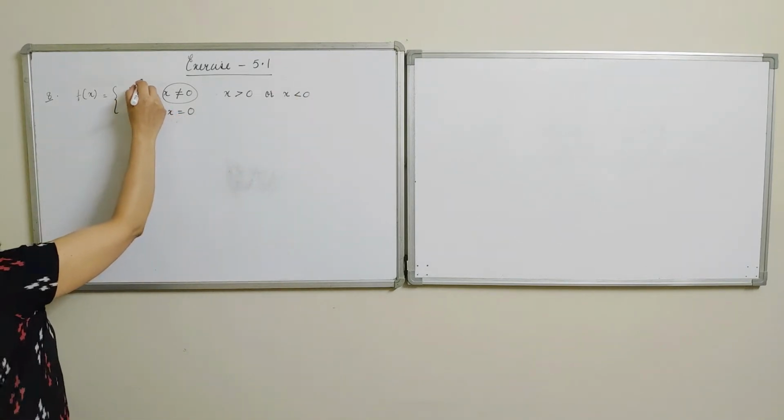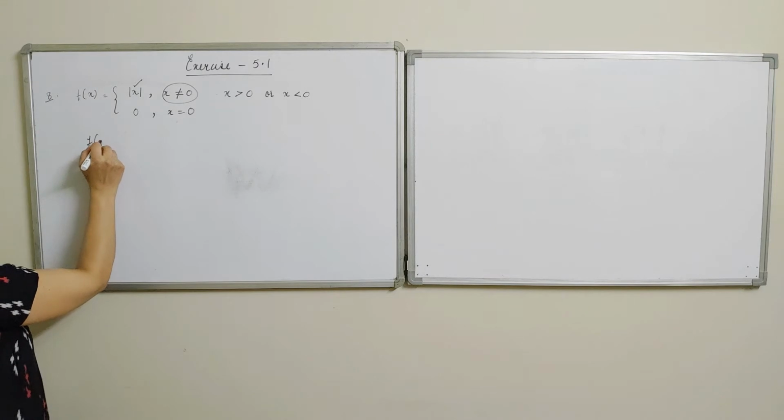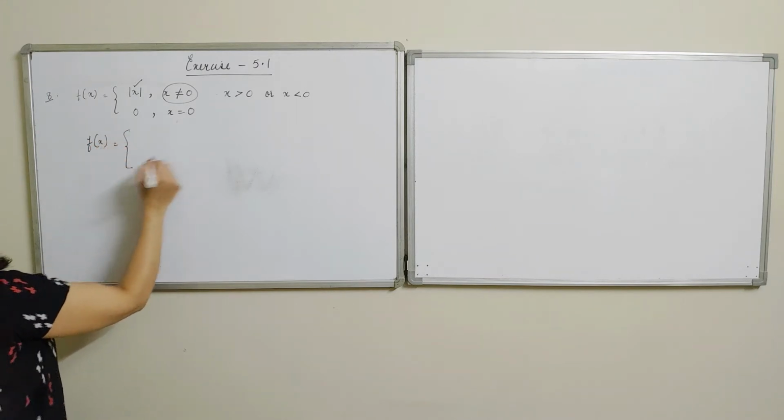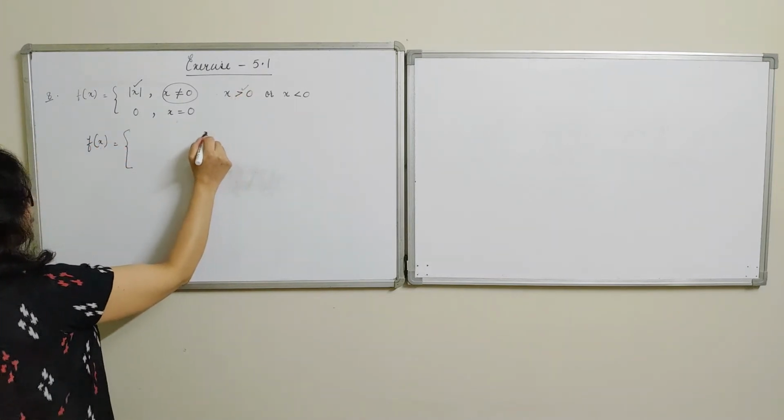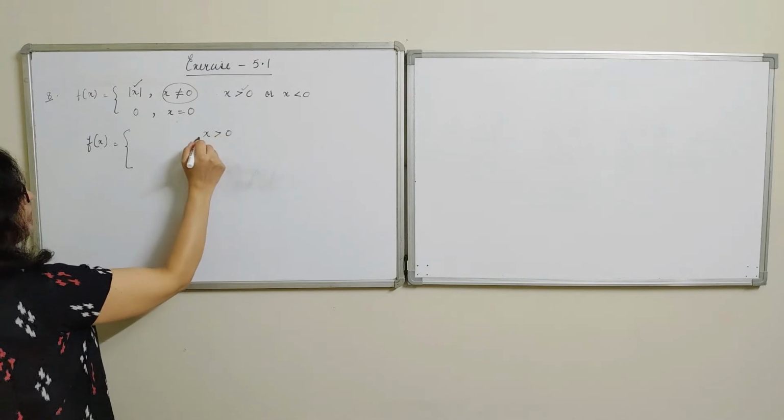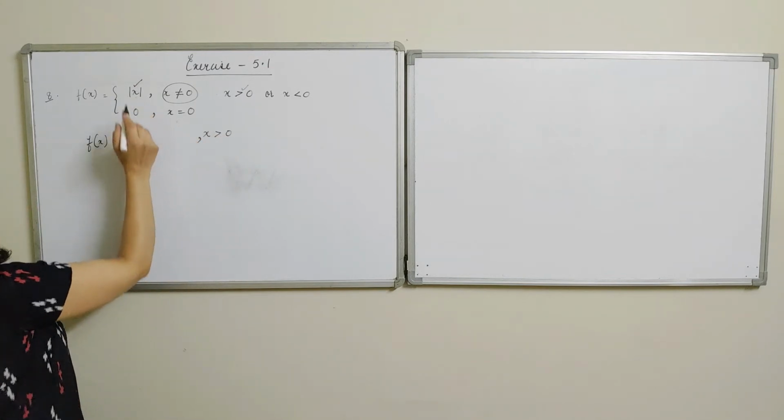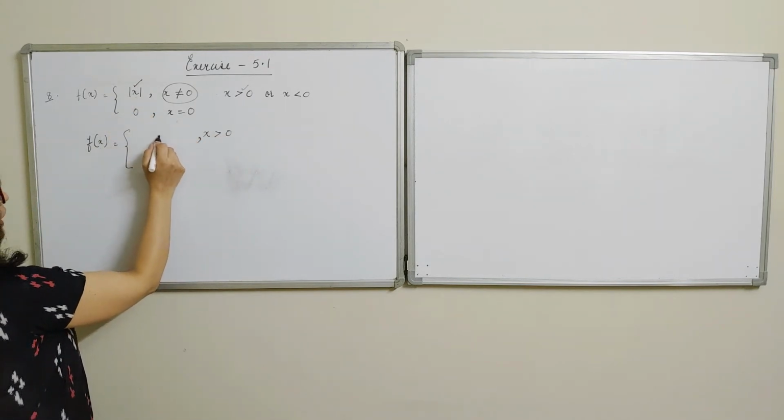And here is a modulus function. So we can redefine the function. Let us start with this. Whenever x is greater than 0, we know by definition mod x is basically x.